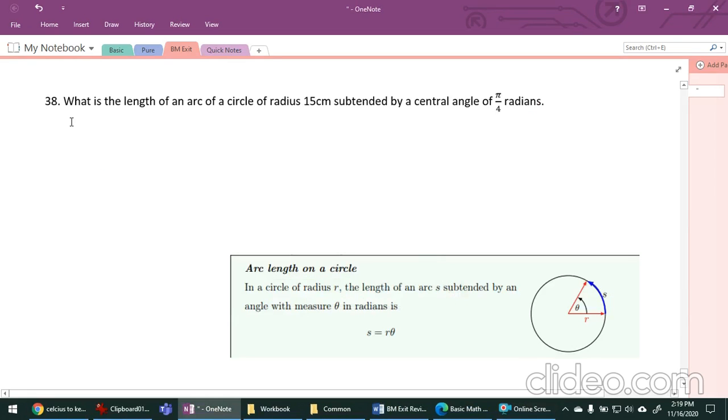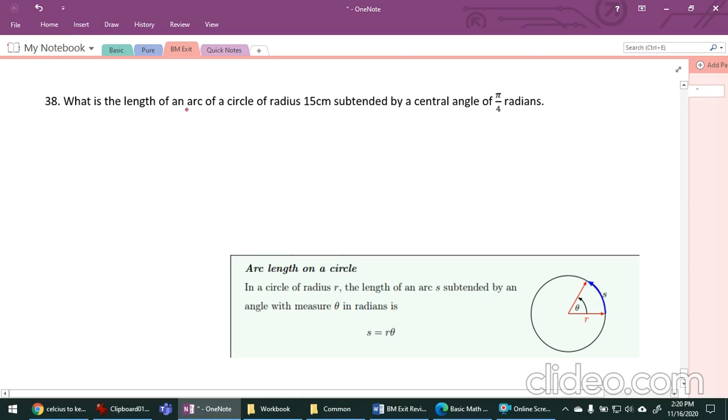Question number 38 is, what is the length of an arc of a circle of radius 15 centimeter, subtended by a central angle of pi by 4 radian? See, look here, this is a circle. This r is called the radius, and this is the angle theta. Subtended by means made by the arc. This blue one is called the arc. Can you see here? Arc.